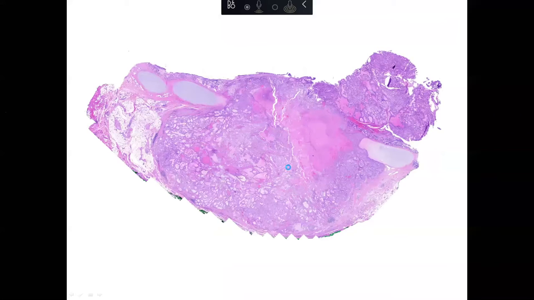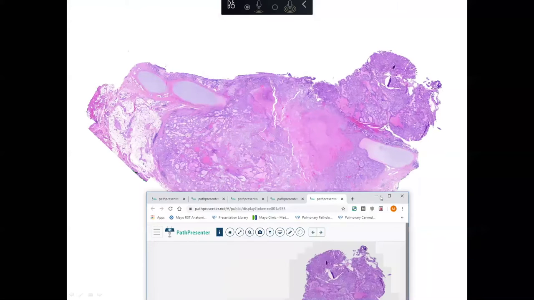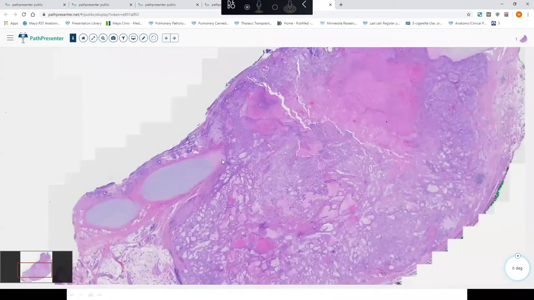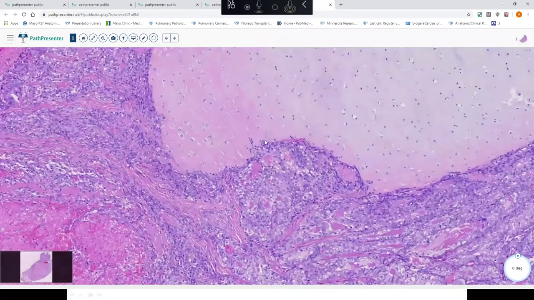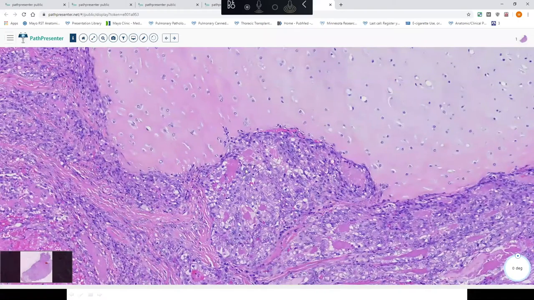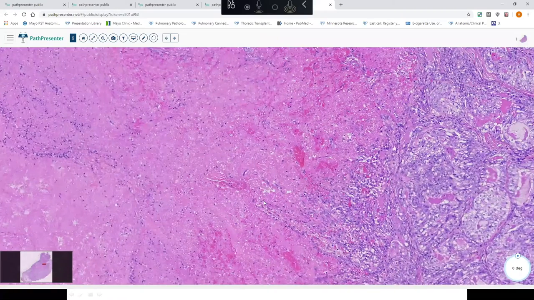Perfect, so let's contrast it with this case here. We have another central lung mass. You can see that because we have this cartilage here, and the tumor is actually invading into the cartilage. You can see this tumor eating its way into the cartilage there. Once again, we have some necrosis.